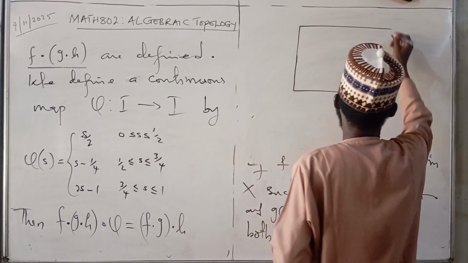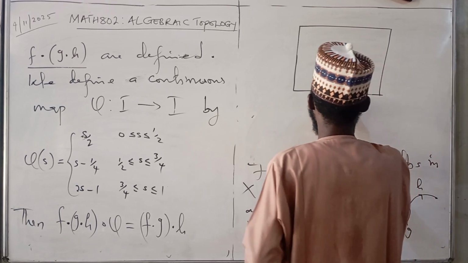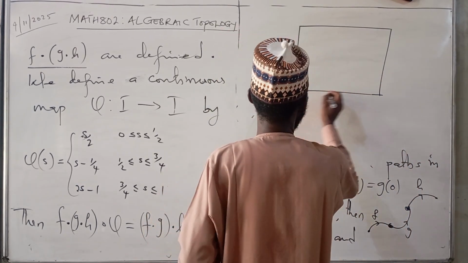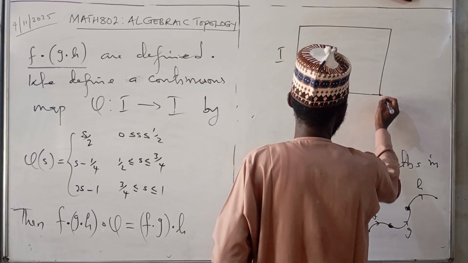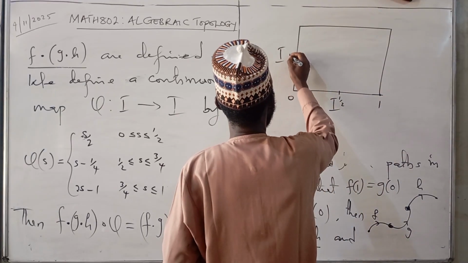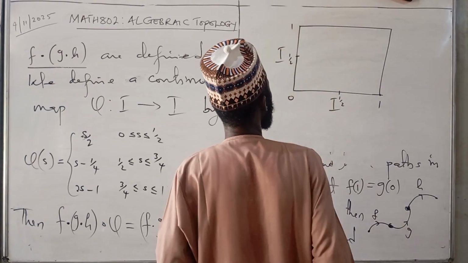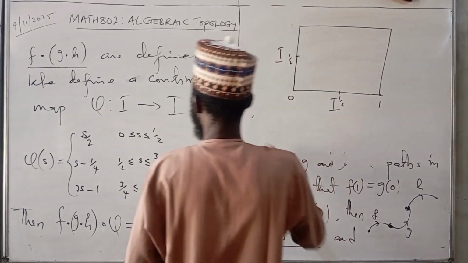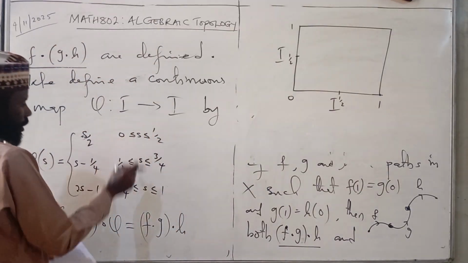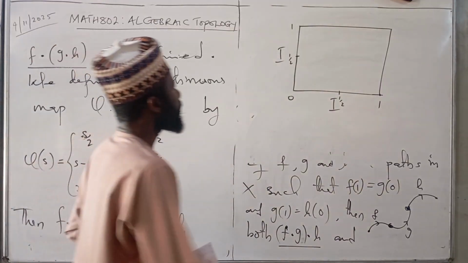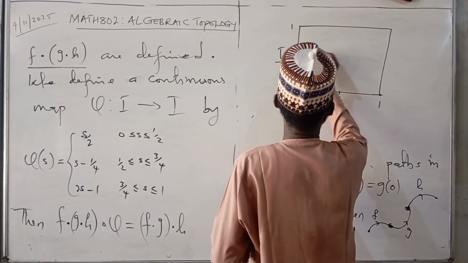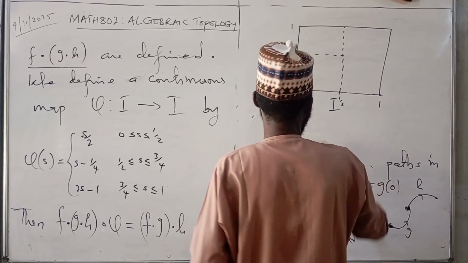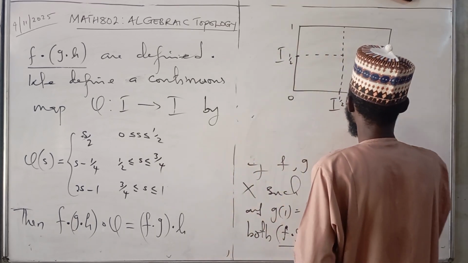So we think of a square. This is I, and that is I. And then this is 0, that is a half, and this is 1. So we think of dividing this region into 3. So first half, in the first half, and then the next is 3 by 4. Okay?